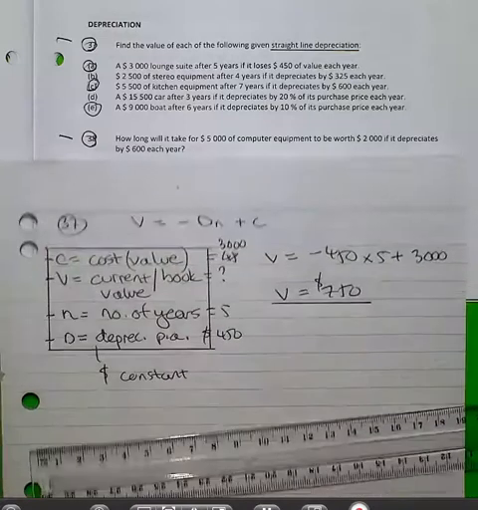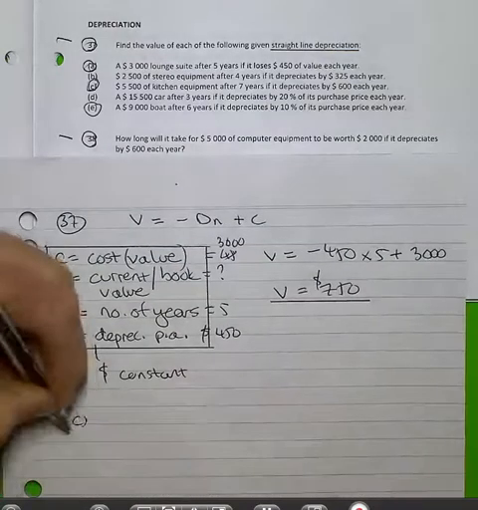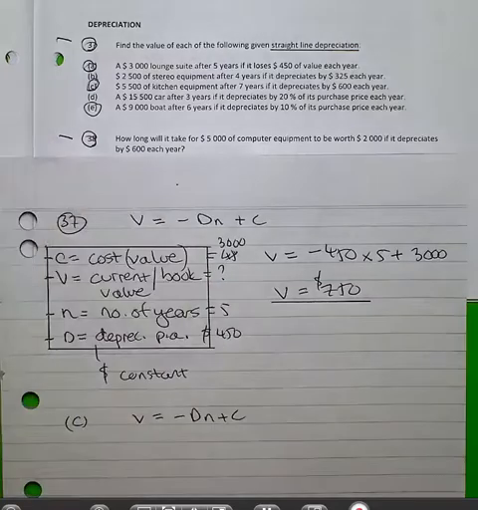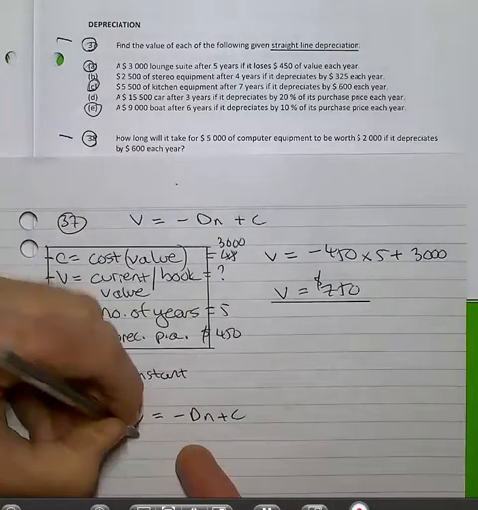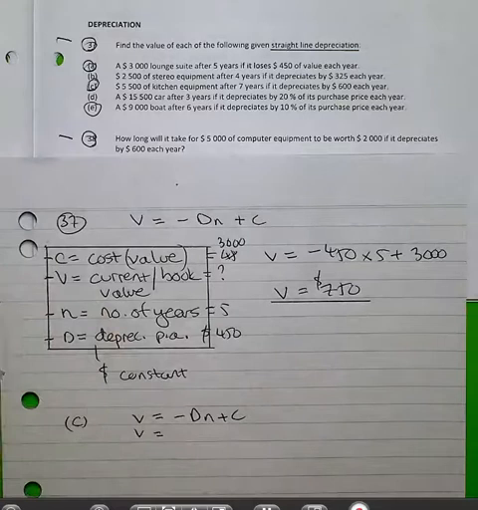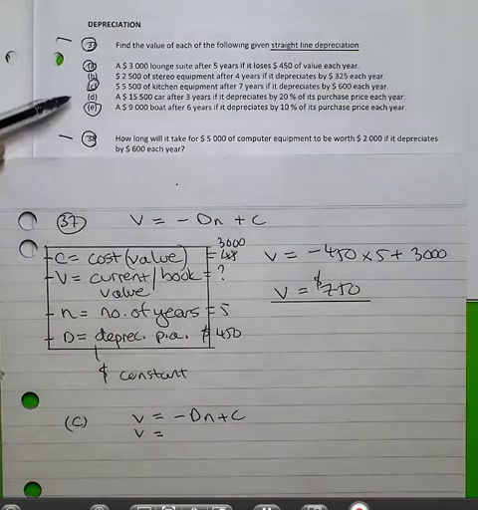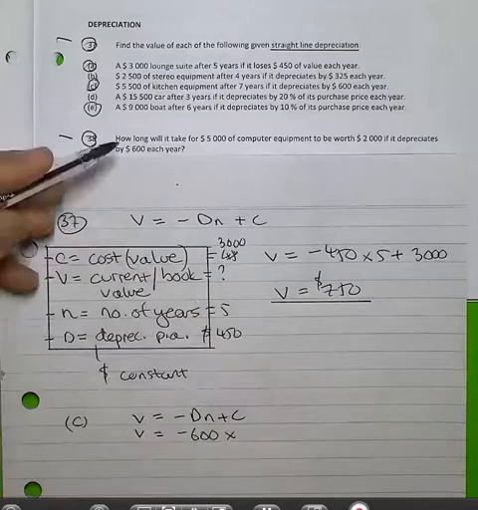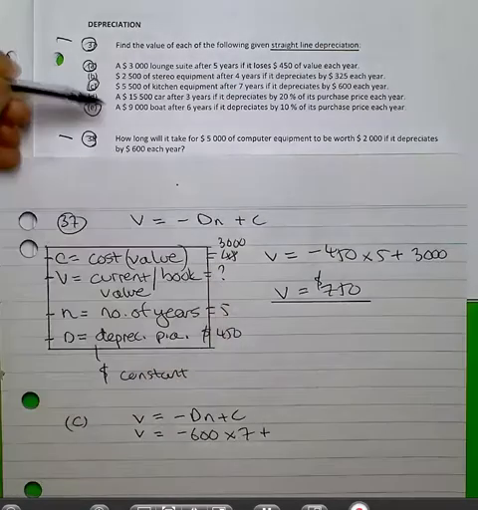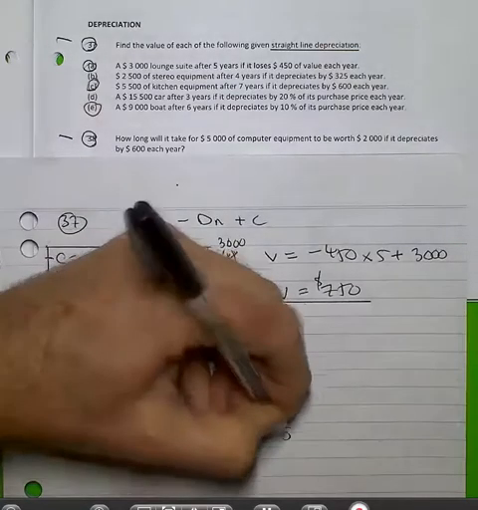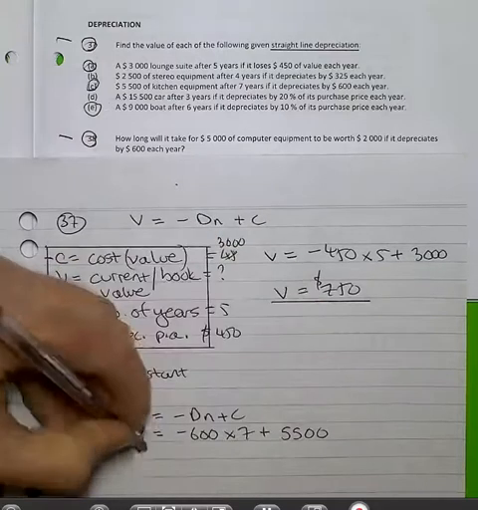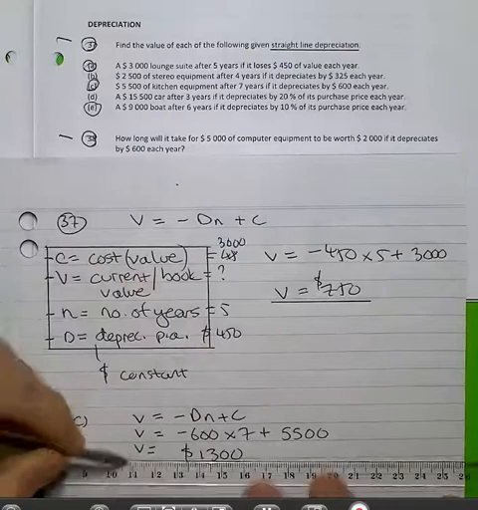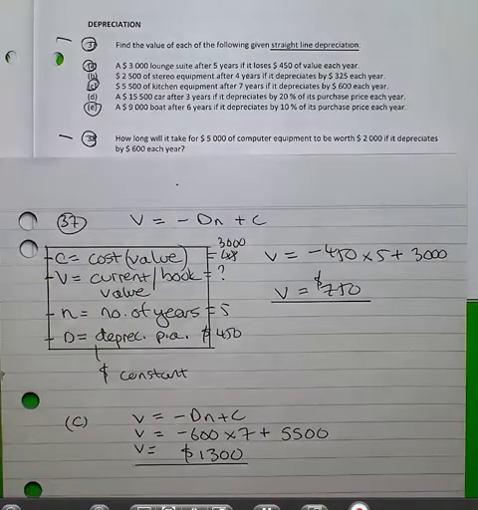Now moving quickly on to part C. Always write down the equation. As these are pretty straightforward, I won't articulate which is which on the right hand side. Constant 600 per year, that's my depreciation figure, 7 years, and then add that to the original 5,500. So $1,300 is the value after that time.